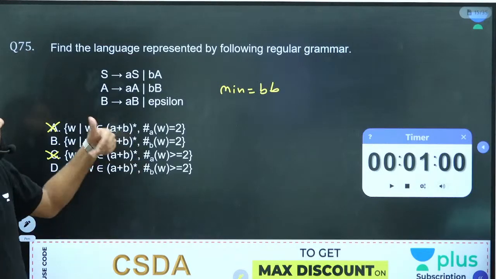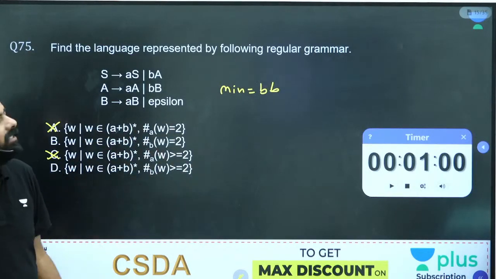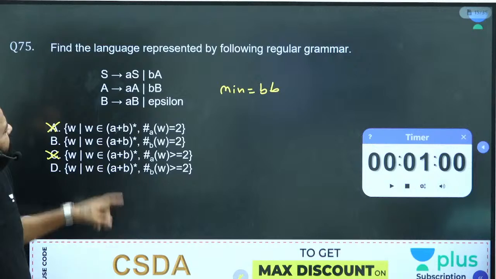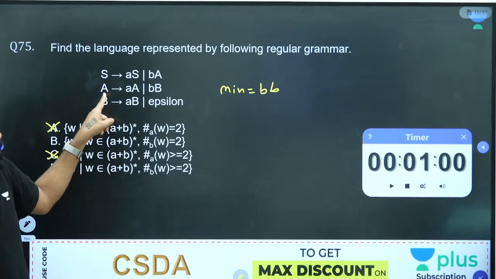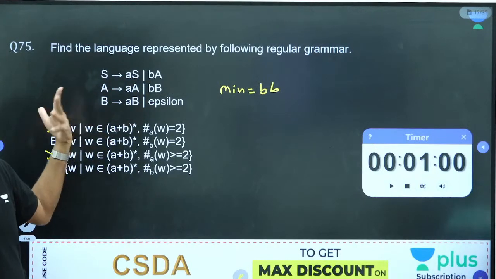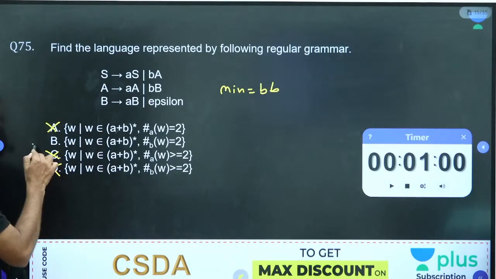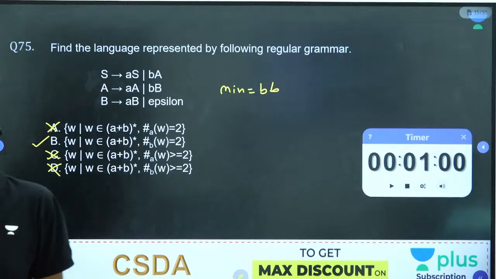Now we can see, can you generate more than 2 B's? That is your next target. Can you do that? Is there any possibility of a third B? If I take one B, I went to capital B. If I take the second B, I went to capital B. There is no way to generate the third B. That means D is also wrong. You can understand that option B is correct.